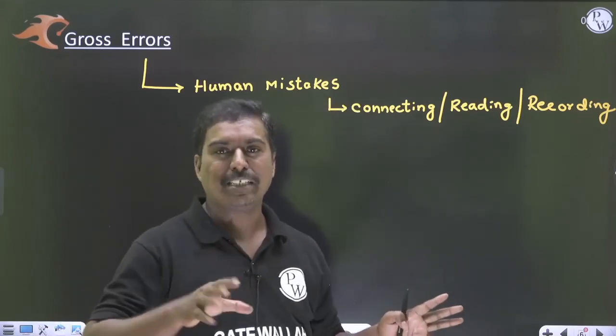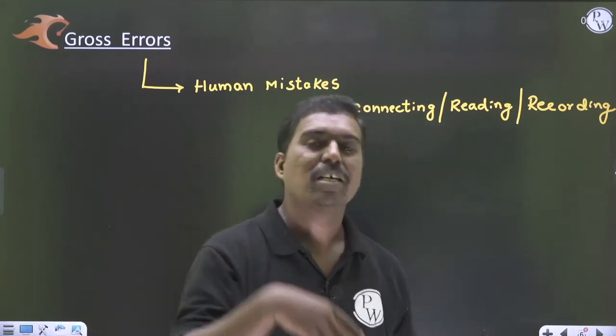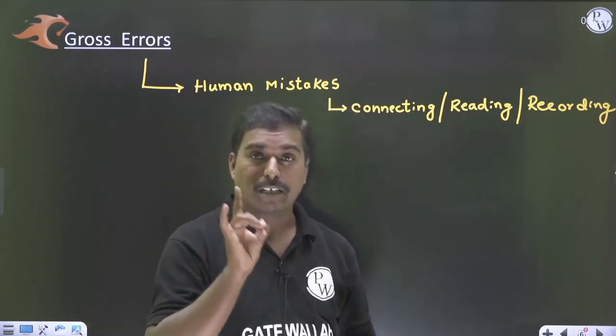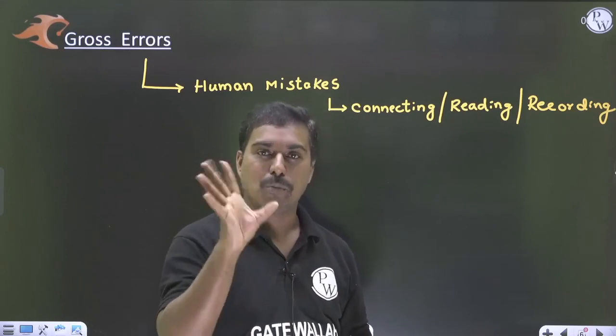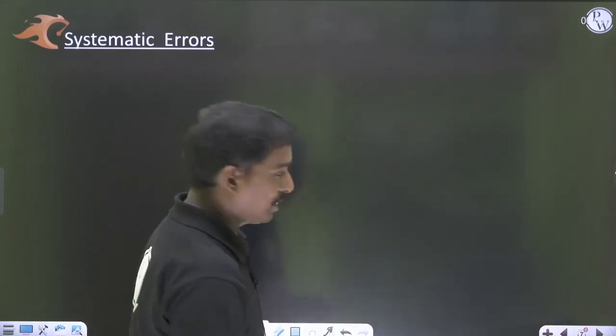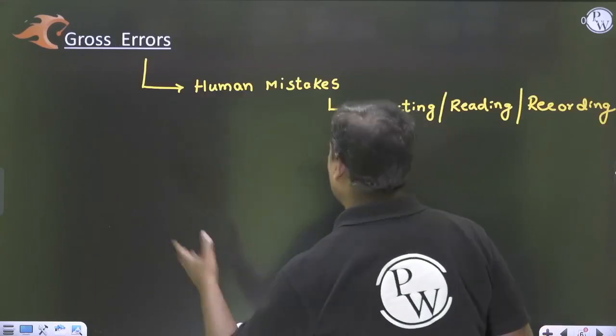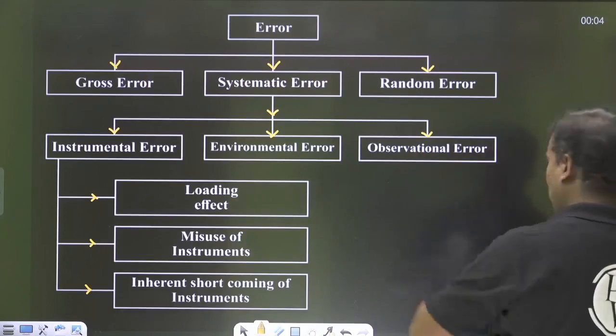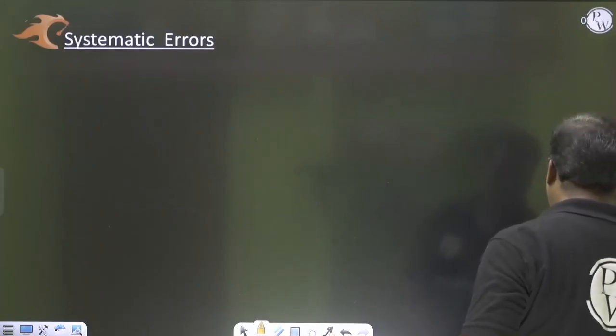Okay, I'm not entering much into the theory, because on errors we are getting more numerical problems, but in brief I'm giving this. Gross errors are majorly due to human mistakes. Next comes systematic errors. Systematic errors are due to the instruments, due to the environment, due to the observation. So as I told you, these have many possibilities.